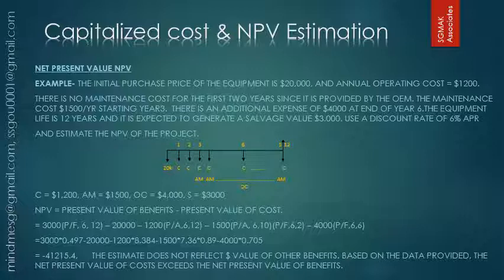Use a discount rate of 6% APR. All cash flows are yearly in this example, and estimate the net present value of the project. So the cash flow diagram captures all the costs: initial expense of $20,000, annual maintenance operating cost of $1,200, the maintenance cost kicks in from year 3, and one-time additional cost of $4,000 end of year 6. Only benefit that you have is $3,000 salvage value.